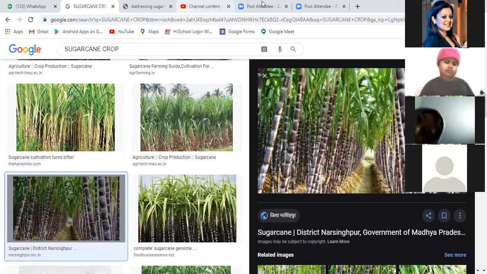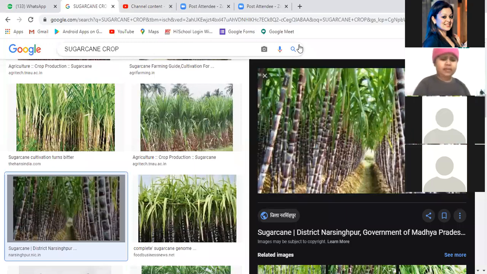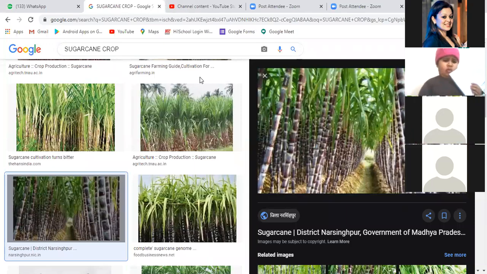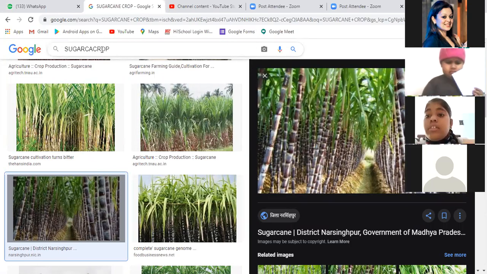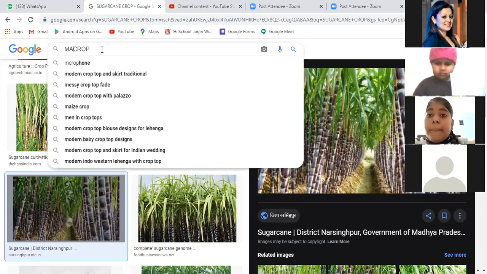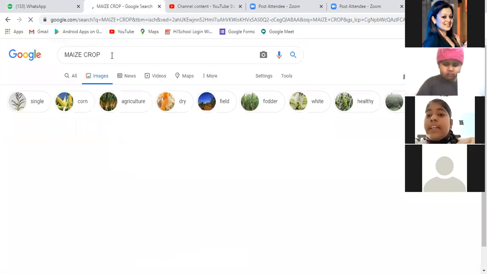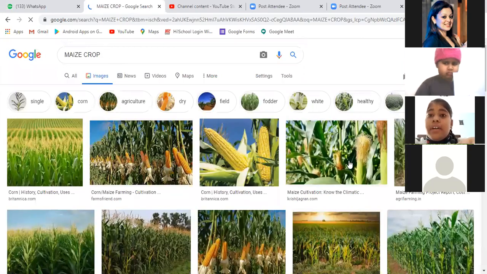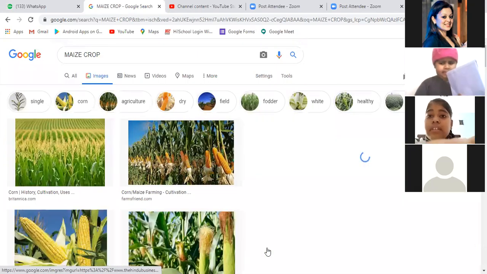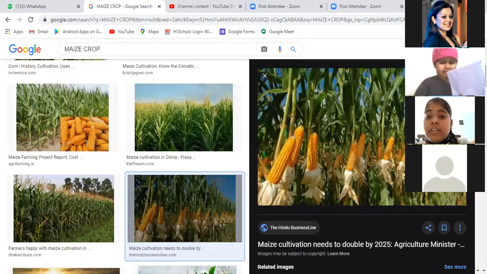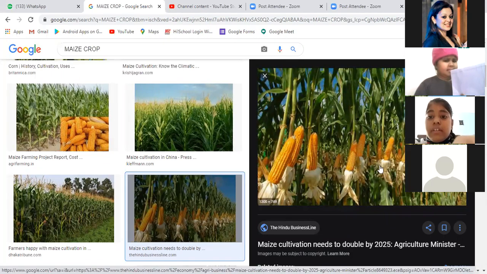Ma'am, we have to draw the crops in a rough notebook or in a fair notebook? Fair. Okay, ma'am. Mute yourself. What are you asking, Pratishtha?